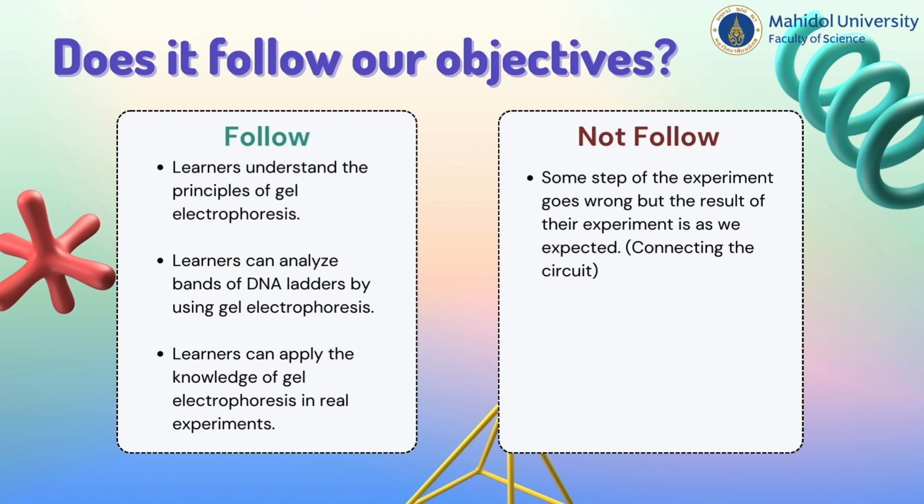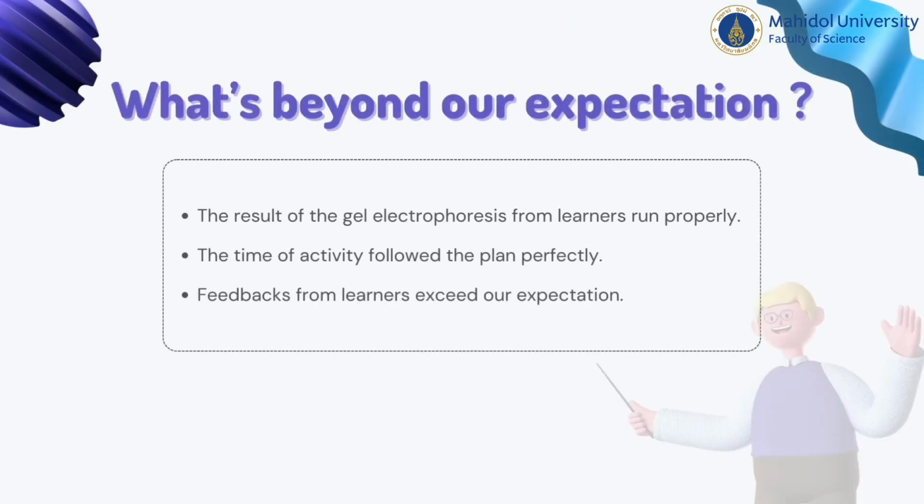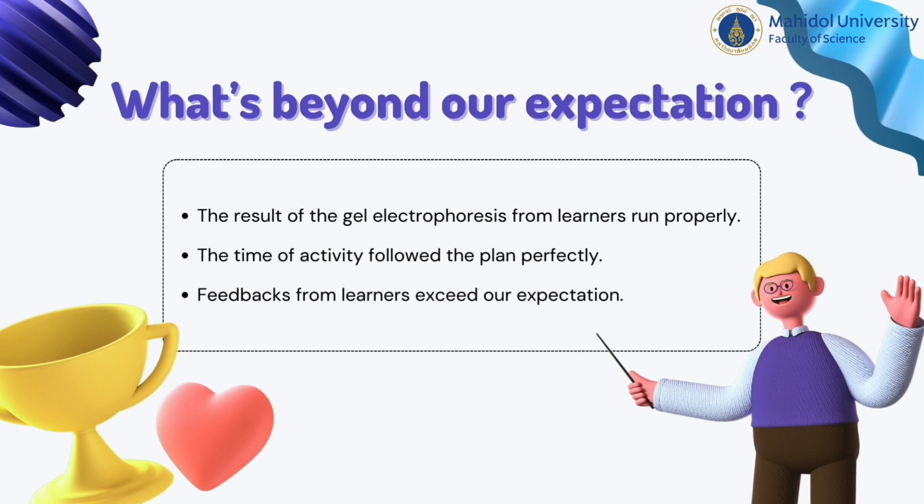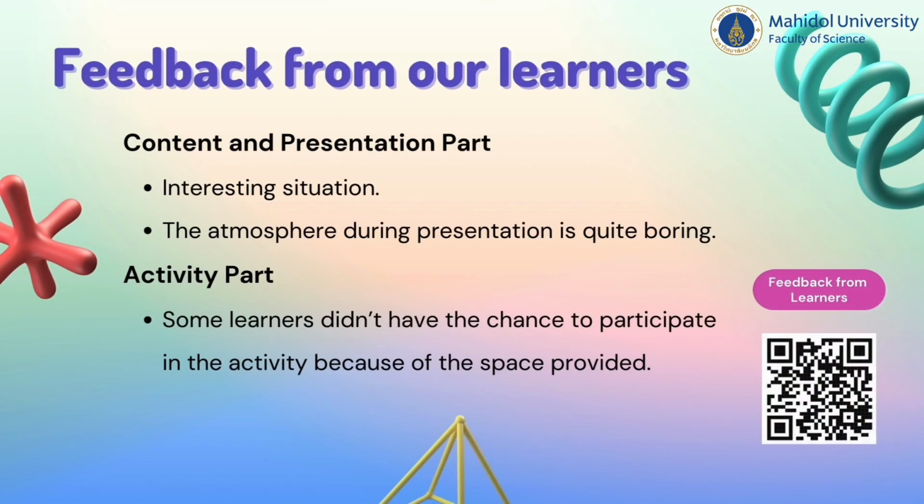Some steps of the experiment went long, but the result of the experiment is as we expected. Let's take a look at what's beyond our expectations. First, the gel results from our learners could run properly. Second, the time we took for the activities followed the plan perfectly. And the feedback from learners is beyond our expectations. For feedback from our learners, you can also scan the QR code for the full version.